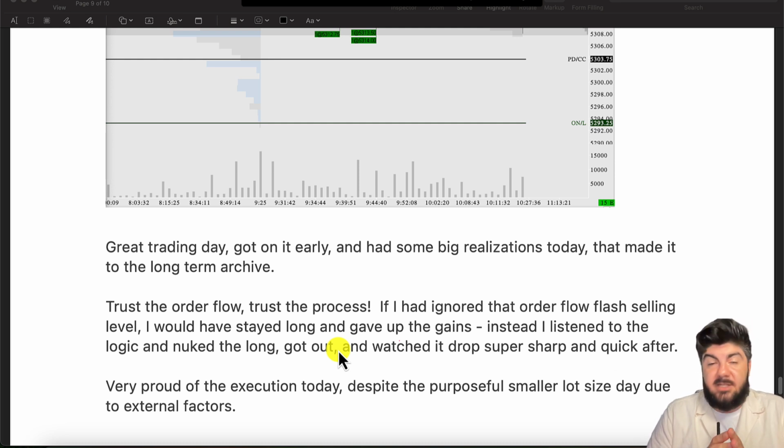And I say very proud of the execution today, despite the purposeful smaller lot size due to external factors. I had quite a few stressful events going on in my life during this time period, and a lot more stressful right after this time period in hindsight. Also had kind of a crappy sleep day, and it's Friday.